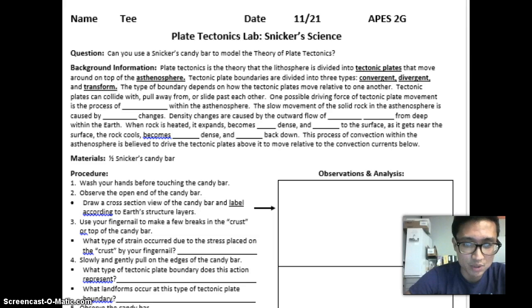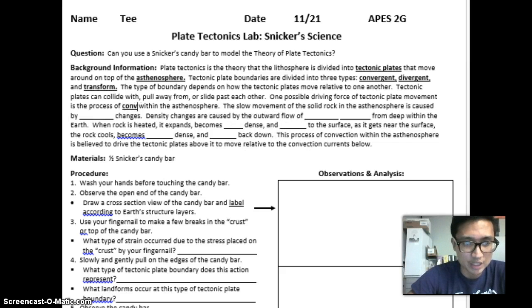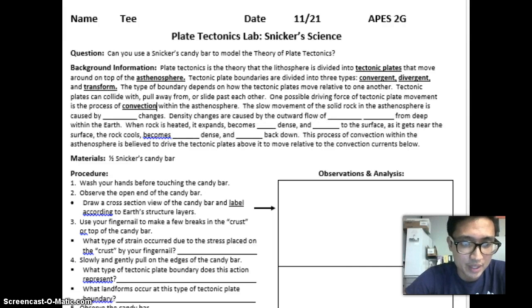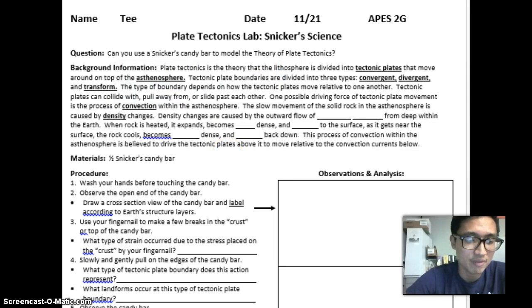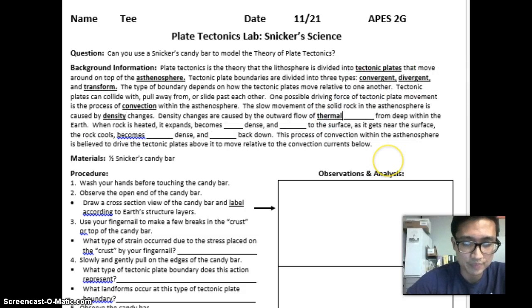One possible driving force of tectonic plate movement is the process of, does anyone remember what kind of currents we're talking about? It's going to be convection currents, like a convection oven, within the asthenosphere. The slow movement of the solid rock in the asthenosphere is caused by density changes. Density is the main factor that's affecting the plate tectonics. Density changes are caused by the outward flow of thermal energy.